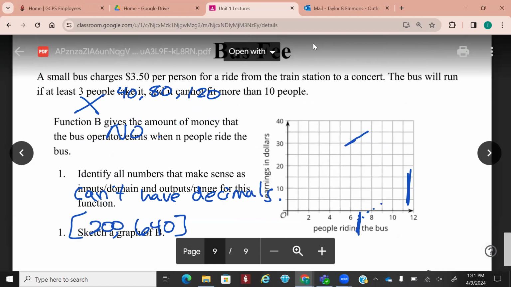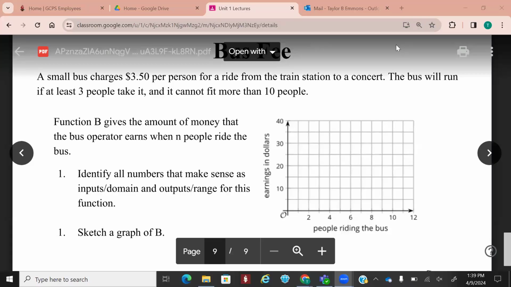Okay, go ahead and take a moment and try this problem. All right, so a small bus charges $3.50 per person for a ride from the train station to a concert. The bus will run if at least 3 people take it and cannot fit more than 10 people. Function B gives the amount of money that the bus operator earns when N people ride the bus. Identify all the numbers that make sense as inputs, domain, and output, range, for this function, and then sketch the graph.